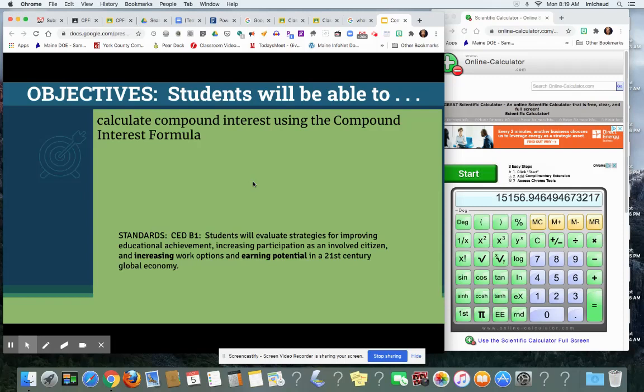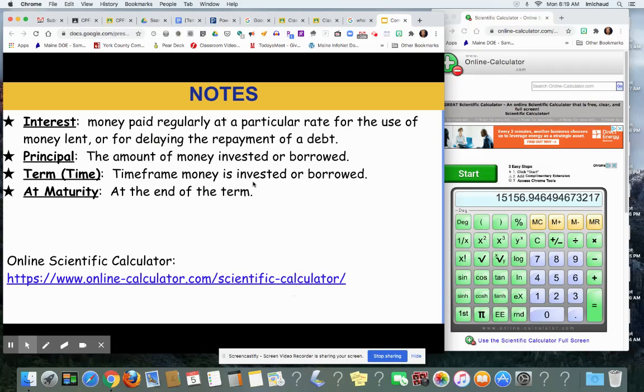So the objectives are students will be able to calculate compound interest using the compound interest formula. Let's review some terms you've already heard and one new term. Remember, interest is money paid regularly at a regular rate for the use of money lent. The principal is the amount of money that's invested or borrowed. The term or the time is the time frame money is invested or borrowed. And a new term, at maturity, means at the end of the term.